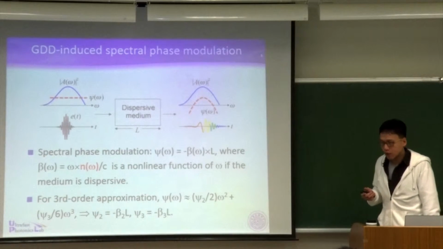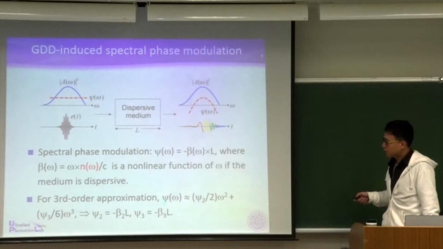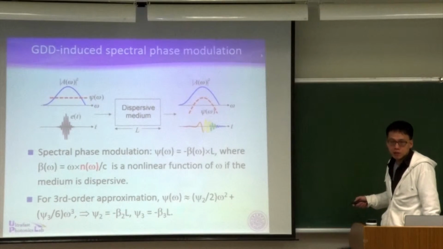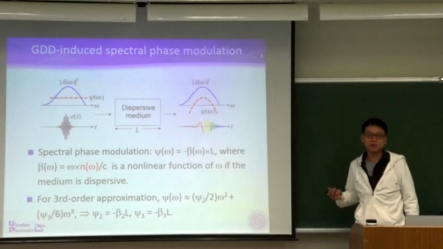If we restrict ourselves to third order approximation, the spectral phase modulation function can be represented by the second order contribution proportional to omega square, and the third order contribution proportional to omega cubic, where these two coefficients, psi 2 and psi 3, are related to beta 2, beta 3 in these two ways. Basically they are proportional to thickness.